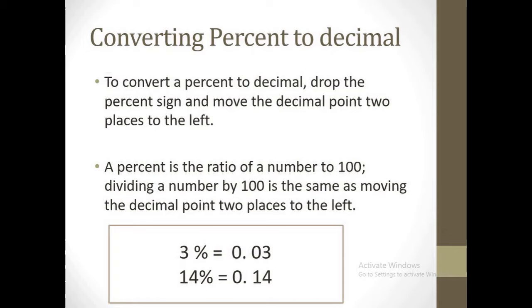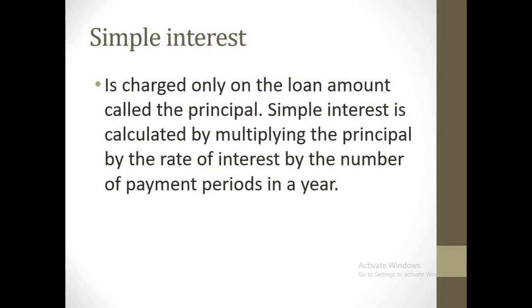Simple interest is charged only on the loan amount called the principal. Simple interest is calculated by multiplying the principal by the rate of interest by the number of payment periods in a year. Let's have an example.